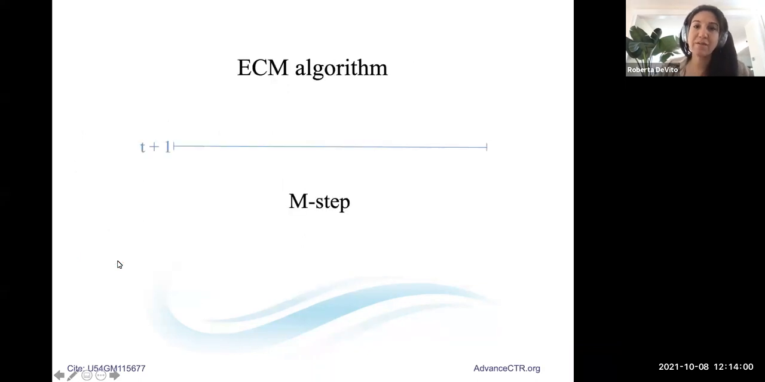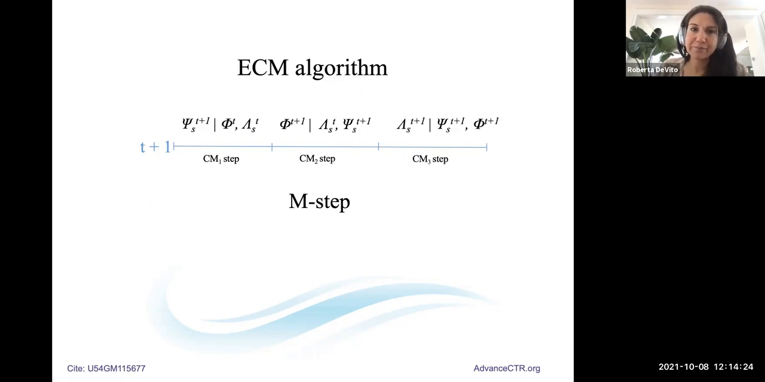So the maximization step is divided into many different small steps. One updates one parameter conditional on the others remaining at the previous step. So here, at t+1, we are updating the covariance matrix of the error term given the other 2 parameters at the previous step, and so on for the others.